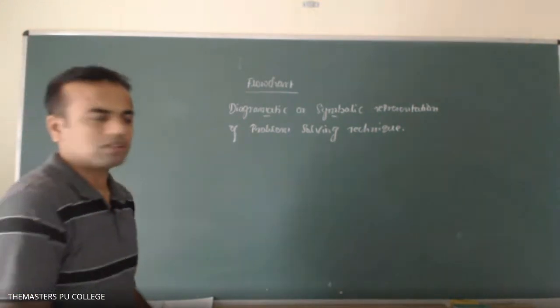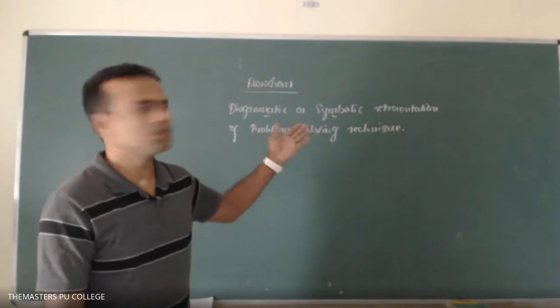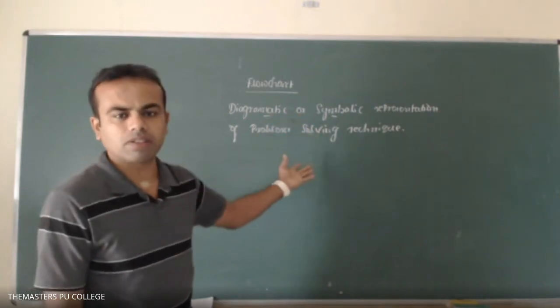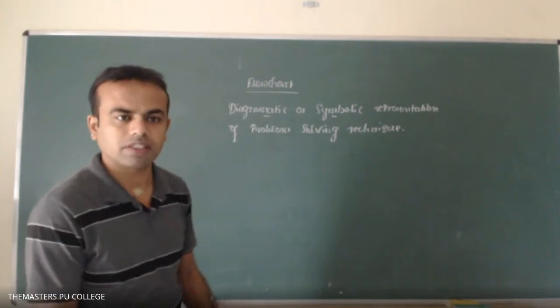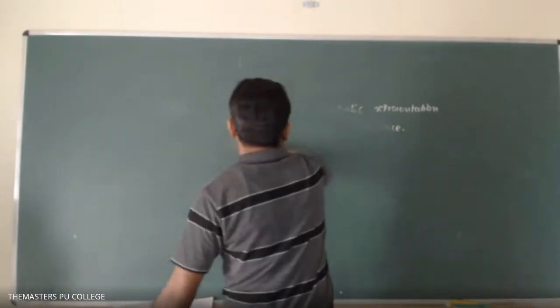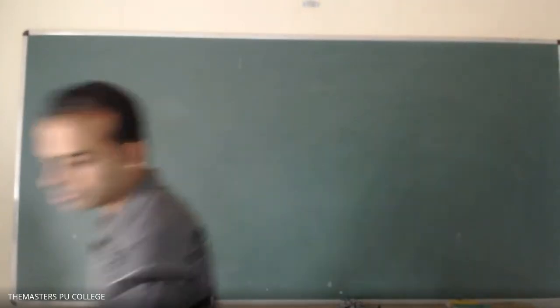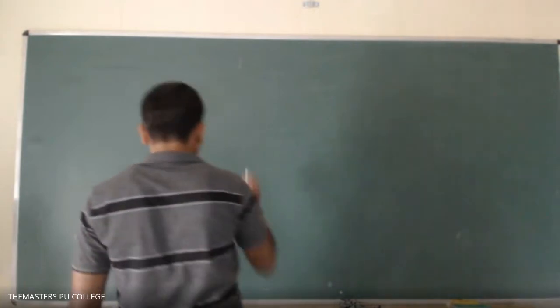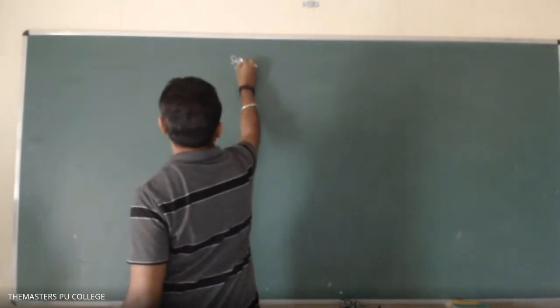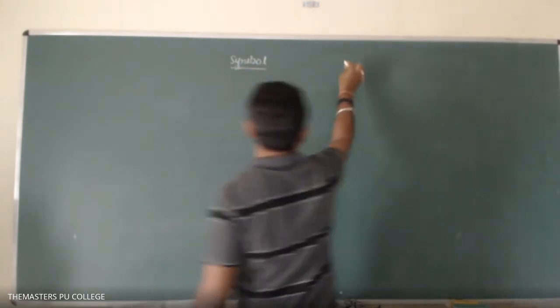Okay, right? So, completed? Finished? A flowchart is nothing but a diagrammatic or symbolic representation of any problem solving technique. Okay, right? So here we have some diagrams. Write on this symbol and its meaning.